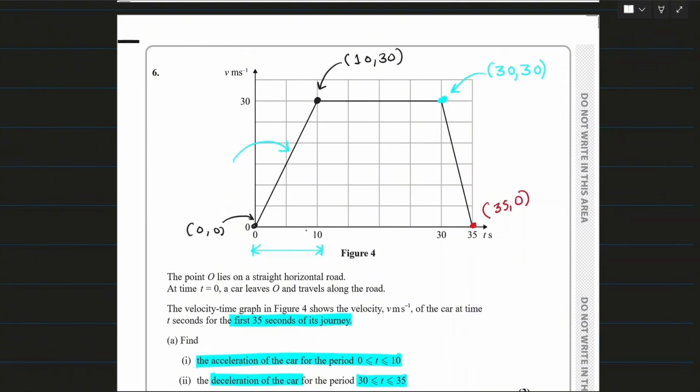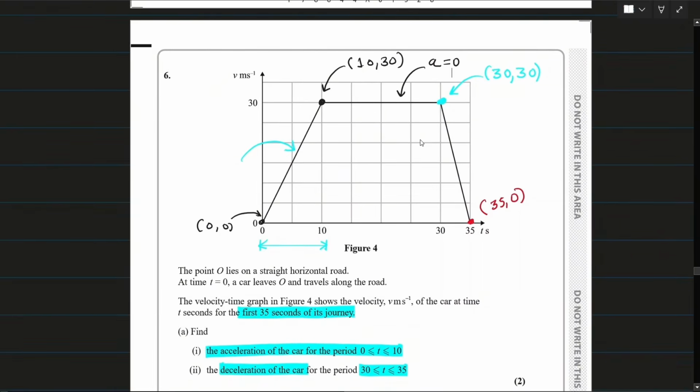Now we see that between 10 to 30 seconds, the velocity time graph is a flat line, a horizontal line. We know that a horizontal line has gradient 0. As the gradient of our horizontal line is 0, we know that the acceleration in this period will also be 0, and the velocity of our vehicle stays constant in this period. So the acceleration in this period will be marked as 0 in our acceleration time graph.